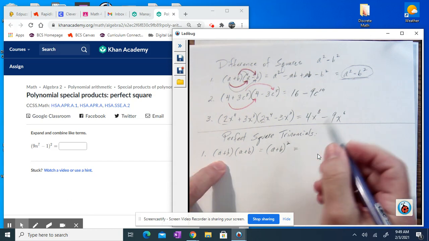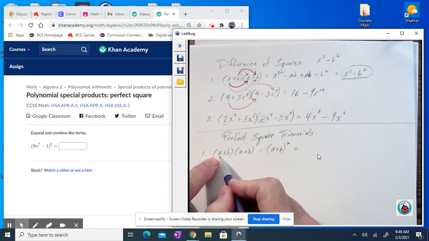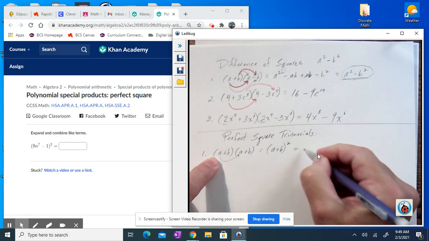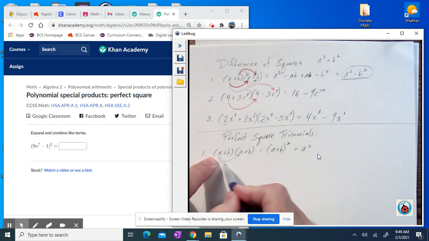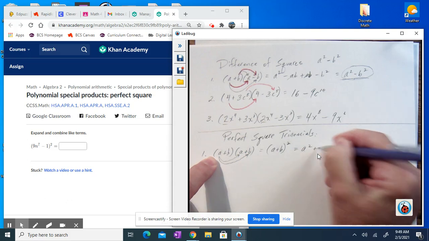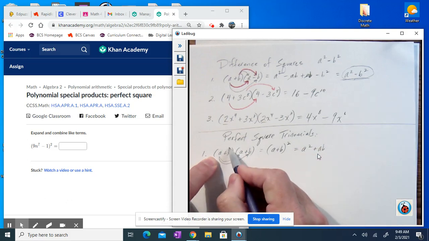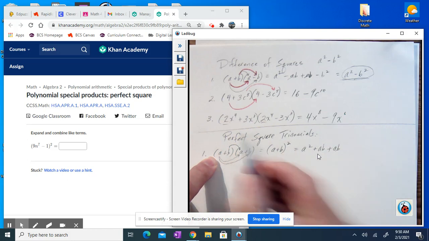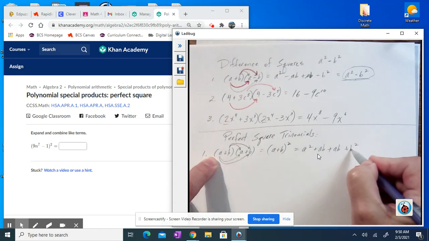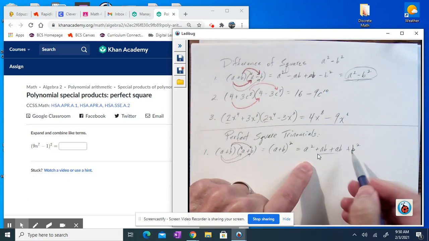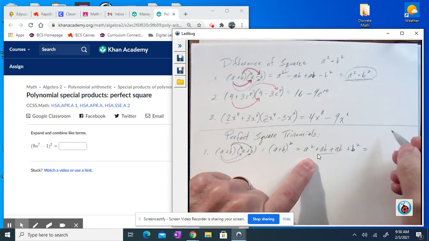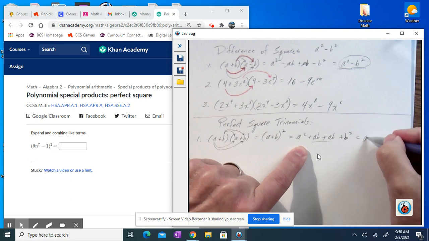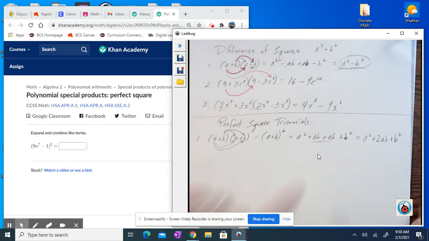So when I multiply these, let's go through the process here. I got a times a, which is a squared. And then I've got a times b, which is ab, so plus ab. And then I've got b times a, which is another ab. And then b times b, which is b squared. Now these two do not cancel out, they add up. So you end up with a squared plus 2ab plus b squared.